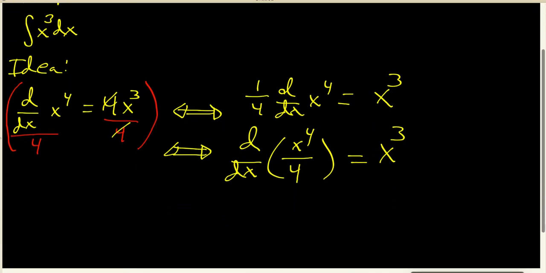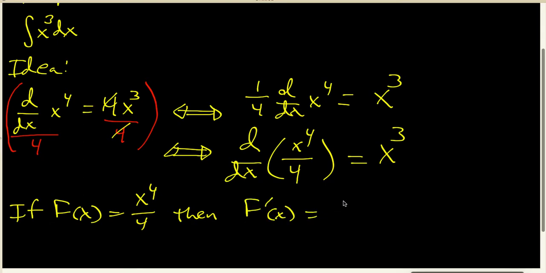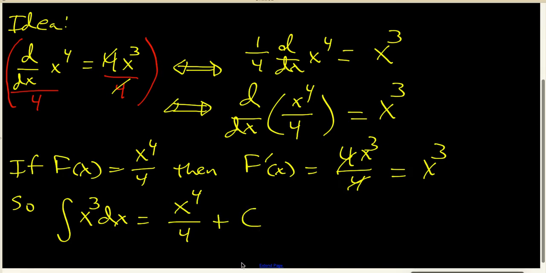And so what this last equation is saying is that if I let capital F of x be equal to x to the fourth over 4, then capital F prime of x will be 4 times x cubed over 4. Those 4's cancel out, and I get an x cubed. And because of that, I can write the antiderivative of x cubed will be equal to my favorite antiderivative, the one that I just found, x to the fourth over 4, plus any constant of integration that I care to add.